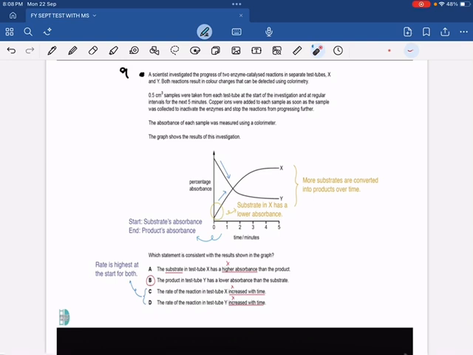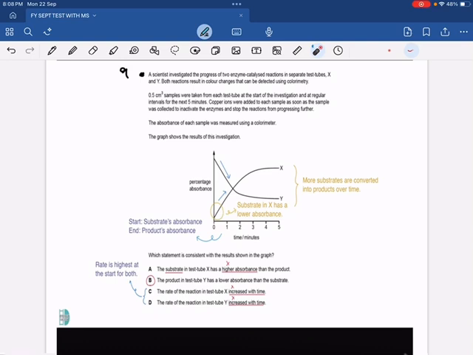Keeping this in mind, if we look at option A, it says substrate in test tube X has a higher absorbance than the product. That's not true, because if you look at test tube X, initially you will have substrate and after a certain time it will be the product. So what you can see as an absorbance rate plotted at this point is actually the absorbance rate of the product and not the substrate. So saying that the substrate in test tube X has a higher absorbance than the product, it's wrong. It's the other way around. Okay, now the product in test tube Y has a lower absorbance rate than the substrate. Let's look at test tube Y.